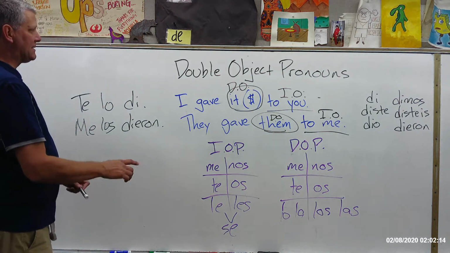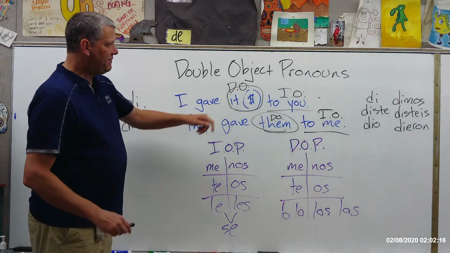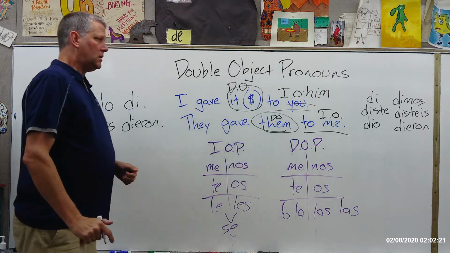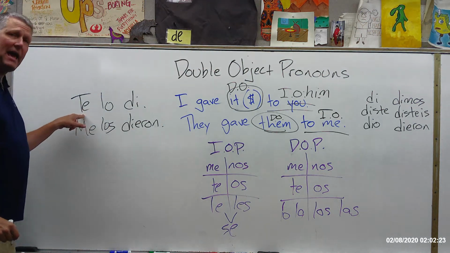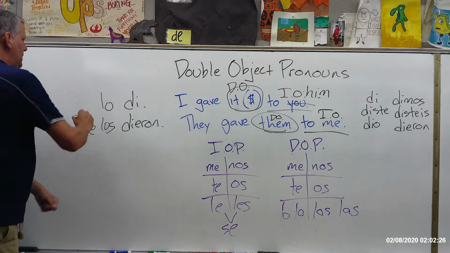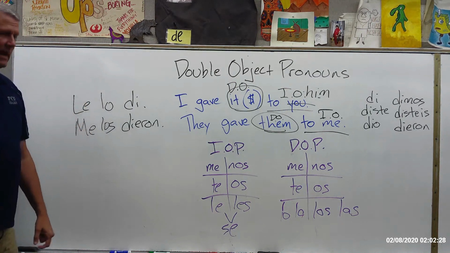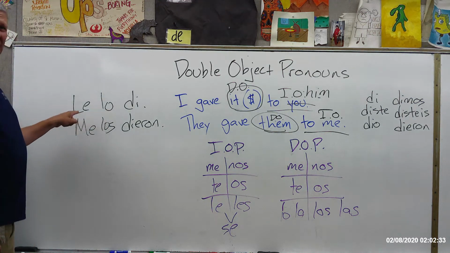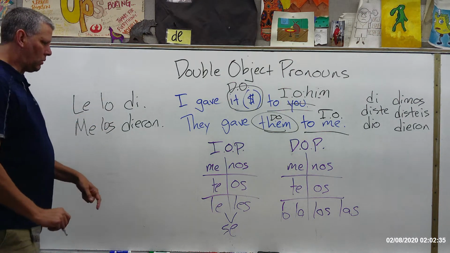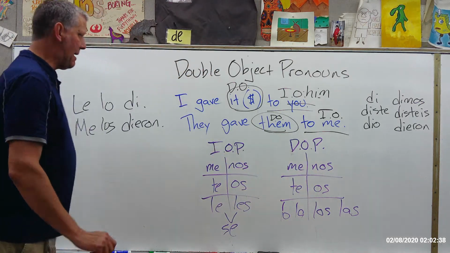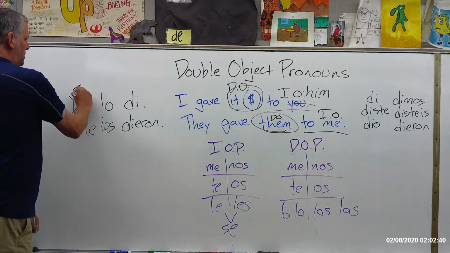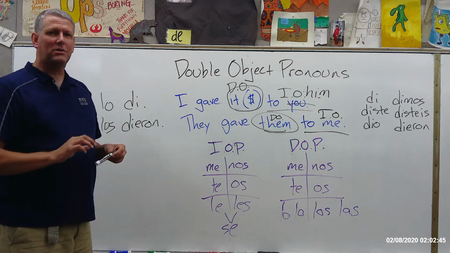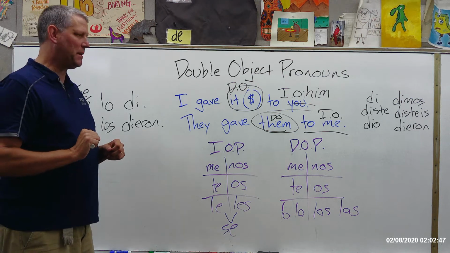So for example, if I had said something like this, I gave it to him, okay? So instead of to you, instead of te right here, it would have been le. Le would have been the indirect object pronoun for to him. But this can't happen. They don't like le lo, or les los or something like that. So this would get changed to se. Se lo di.